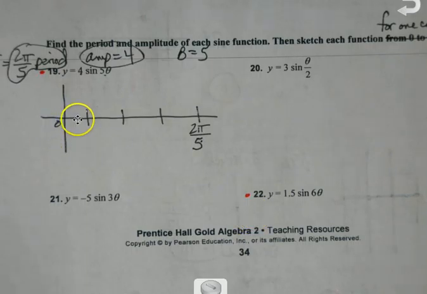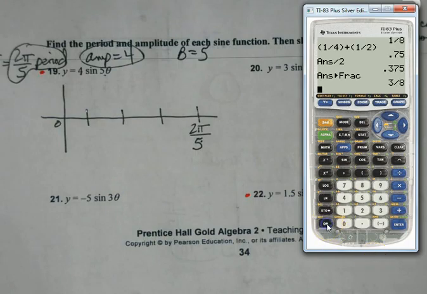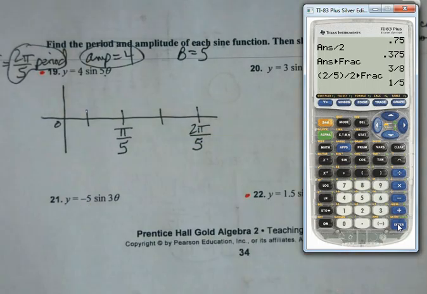So like what's in the middle of 0 and 2/5? Easy enough to take care of. I need to know where the middle of 2/5 is. So I take 2/5 and I divide it by 2, which is 1/5, or pi over 5.